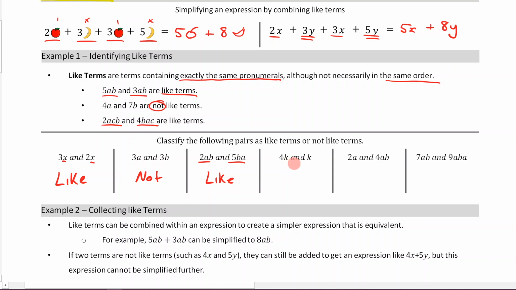What about 4k and k? These are like terms. They both contain k. And we should know that this has a coefficient of 1, but we don't write that in when the coefficient is 1. Next, 2a and 4ab. These are not like terms, and the reason they're not like terms is because they don't have exactly the same pronumerals. This has a and this has ab. They're different. What about this? 7ab and 9aba. These are not like terms because this has ab, but this is aba. They're not exactly the same pronumerals.